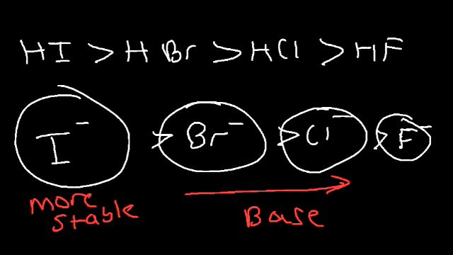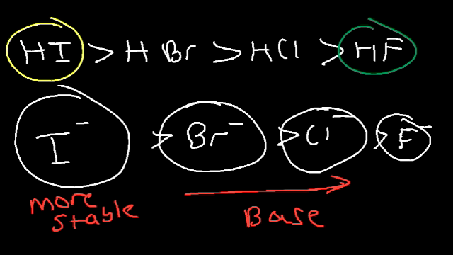So because HI is a strong acid, iodide is a very, very weak base. And HF is a weak acid, so fluoride is a stronger base. So the stronger the acid, the weaker the conjugate base.